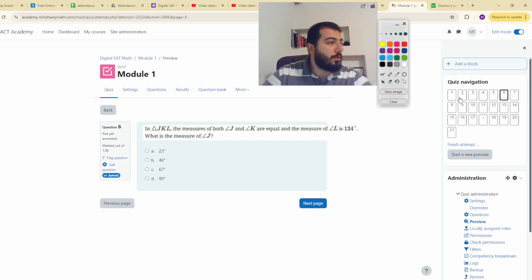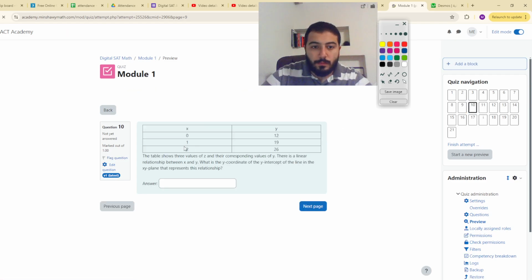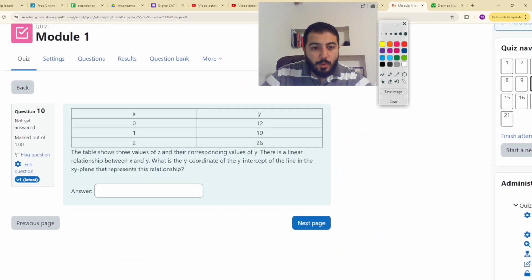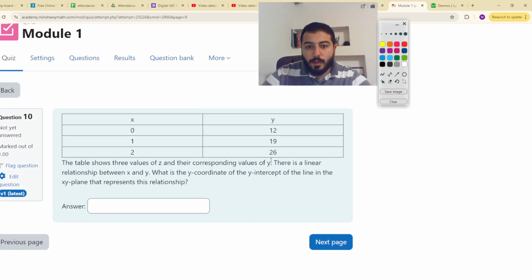Question number 10. The table shows three values of z and their corresponding values of y. There is a linear relationship between x and y. So where is it? Maybe this is a typing mistake. Maybe this is x. The table shows three values of x and their corresponding values of y. There is a linear relationship between x and y. What is the y coordinate of the y-intercept of the line in the xy plane that represents this relationship?